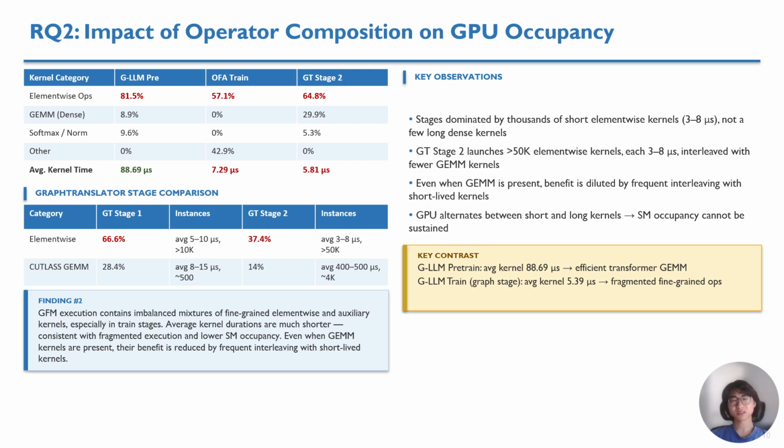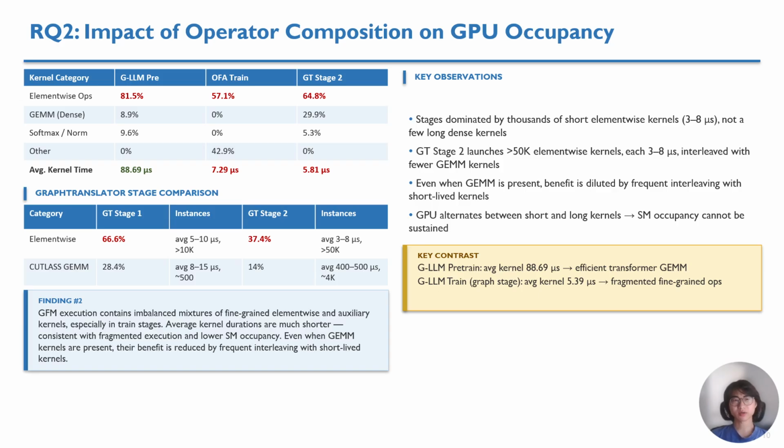The graph translator stage comparison is especially striking. Stage 2 launches over 50,000 element-wise kernels, each lasting only 3 to 8 ms. Even though GMM kernels are present, their benefit is diluted by interleaving with those short-lived kernels. The GPU keeps alternating between very short and longer kernels, so SM occupancy can never be sustained at a high level.